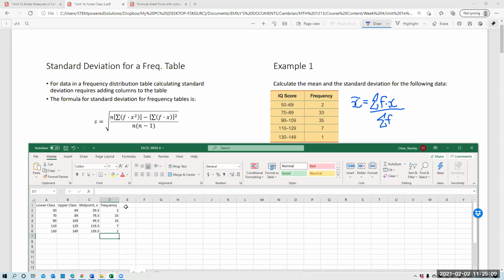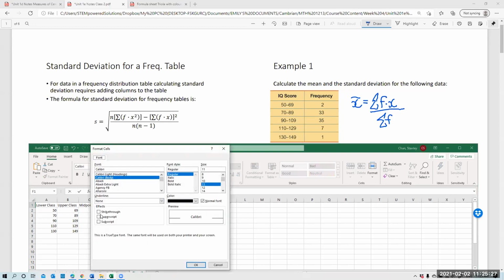Now I need to start calculating the information in the formula. So my frequency multiplied by my x is something I need to calculate. My frequency multiplied by my x squared is something else that I'm going to need to calculate.